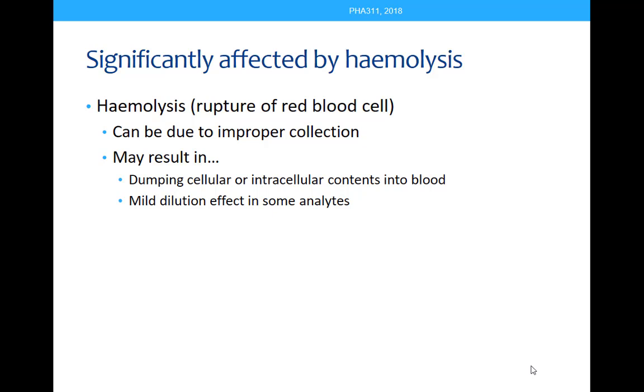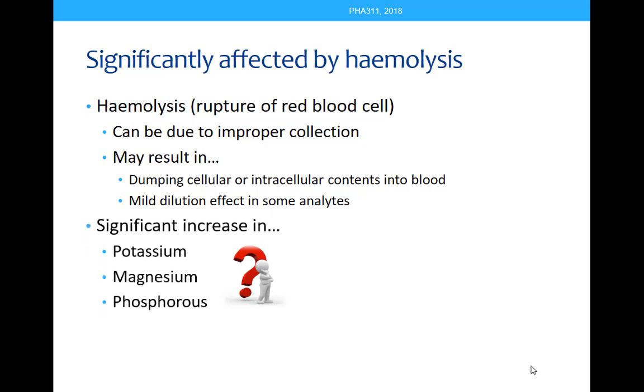Hemolysis or rupture of RBCs can also occur if the collection is not so good. Okay, it can lead to increase in potassium, magnesium, and phosphorus. Can anyone tell me why these 3 will increase in case of hemolysis?